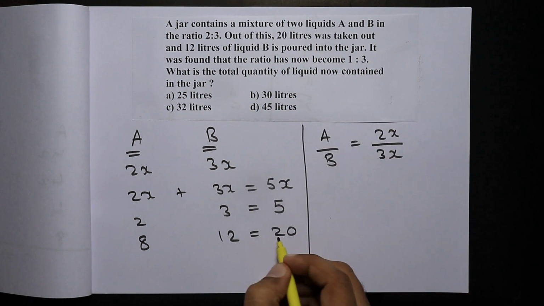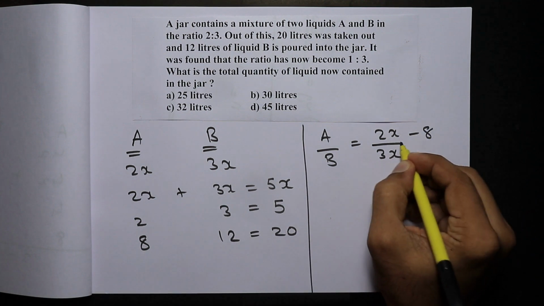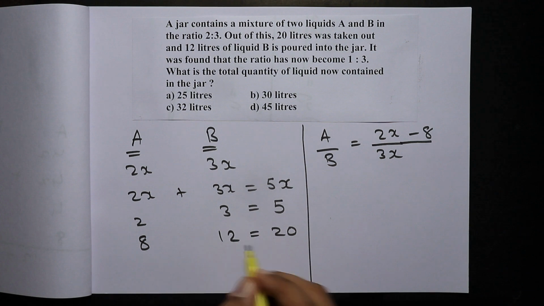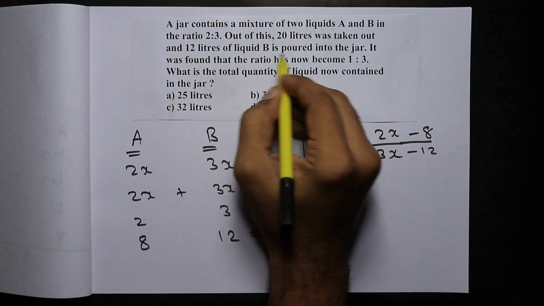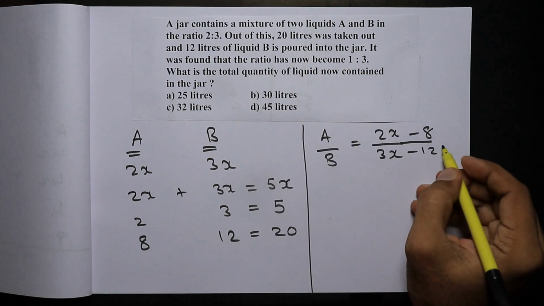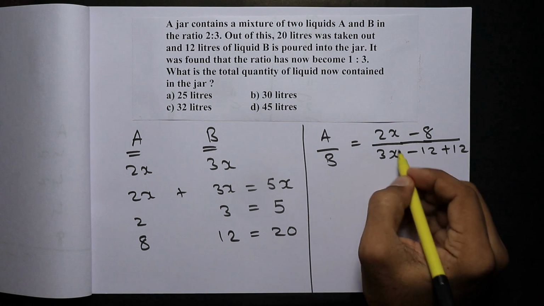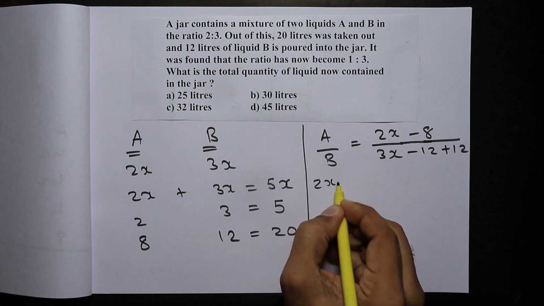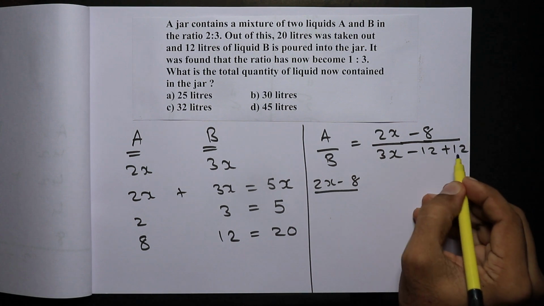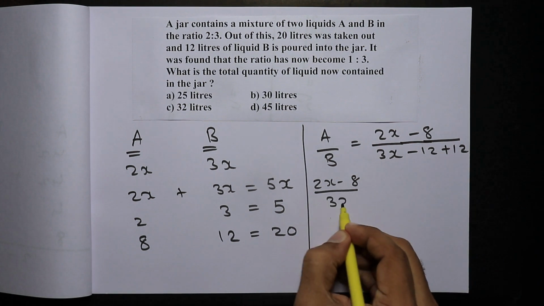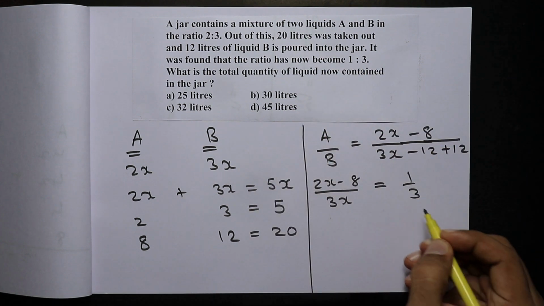So if you take out 20 liters, that will contain 8 liters of A. So 8 liters of A has been removed and 12 liters of B has been removed. And 12 liters of B is poured into the jar. Now the ratio is 2x minus 8 and quantity of B is 3x minus 12 plus 12. That is same as 3x, and this ratio is now 1:3.